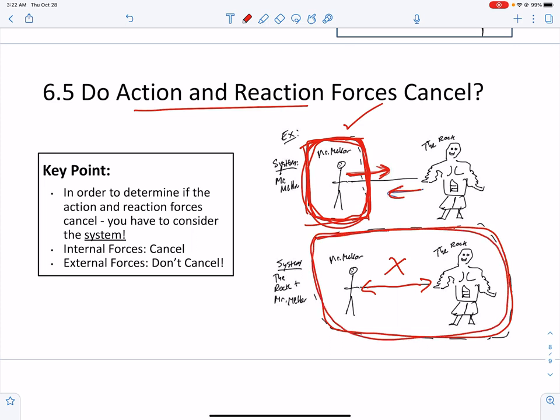Here's another way of thinking about it. Inside of your body, your heart is constantly pumping. That's a force, right? So why doesn't that individual force affect your overall motion? Because it's inside of your human body system, okay? So internal forces cancel. External forces don't cancel.